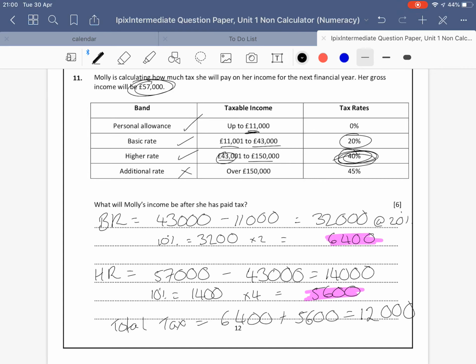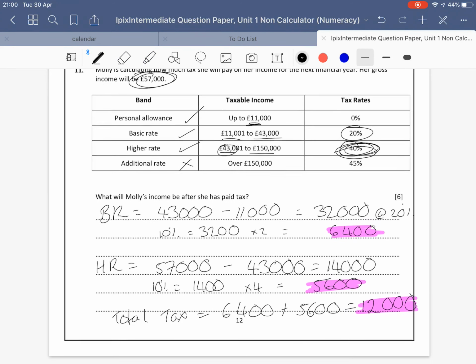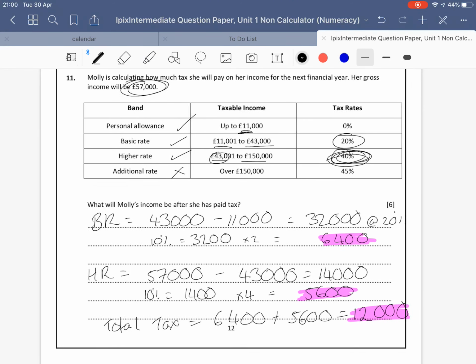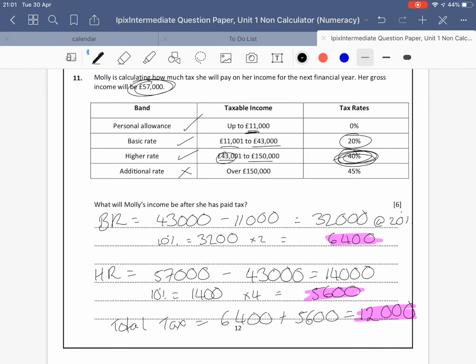What will Molly's income be after she has paid tax? So this is how much tax she's paying. We just need to know how much money she takes home after that. But she's got to pay national insurance and her pension and all that, so she doesn't actually get this money. What should we say? Should we say income?